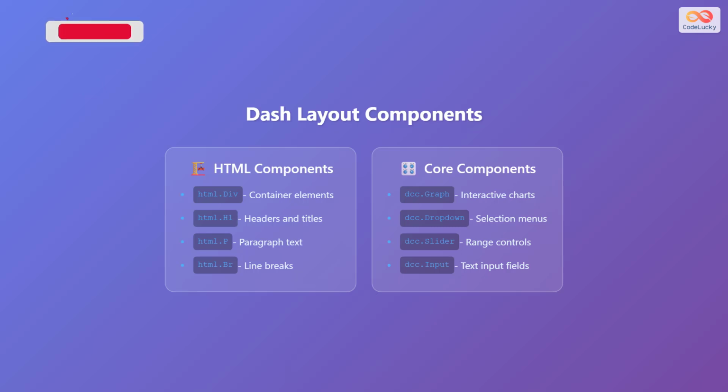Core components provide the interactive functionality that makes Dash powerful. dcc.Graph creates interactive charts and visualizations that users can explore. dcc.Dropdown generates selection menus that allow users to filter or change data views. dcc.Slider creates range controls for adjusting numeric parameters, and dcc.Input provides text input fields for user data entry. These components work together to create intuitive user interfaces where users can interact with data through familiar web elements while viewing dynamic, responsive visualizations.